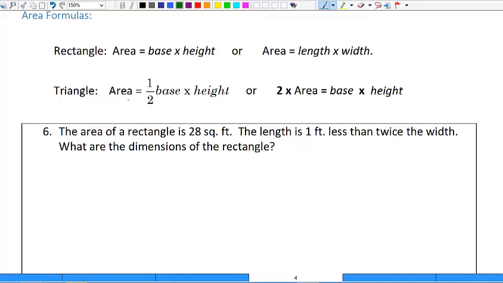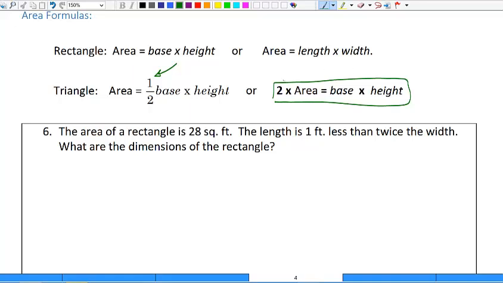Okay, so 1/2 times the base times the height includes this fraction right here. And a lot of times students don't really like to have fractions in their problems. So if you multiply both sides of the equation by the LCD, which is 2, you get this formula here. 2 times the area, so you multiply both sides of the equation by 2, which gets you 2 times the area, and then the 1/2 times 2 goes away.